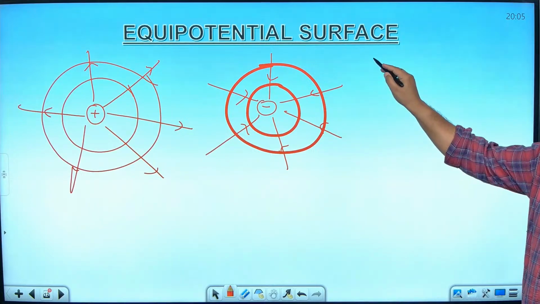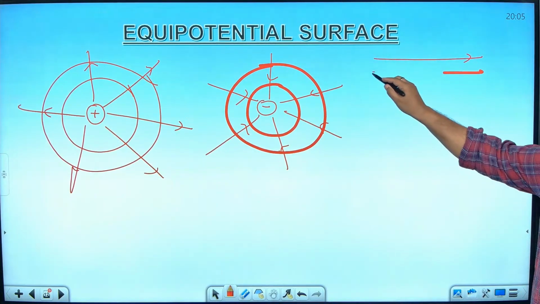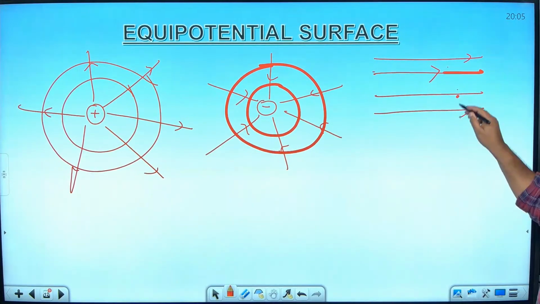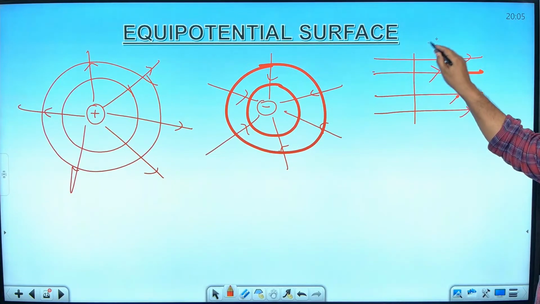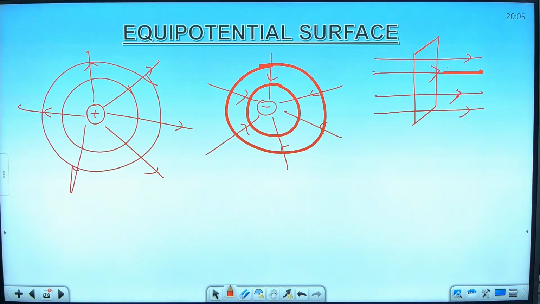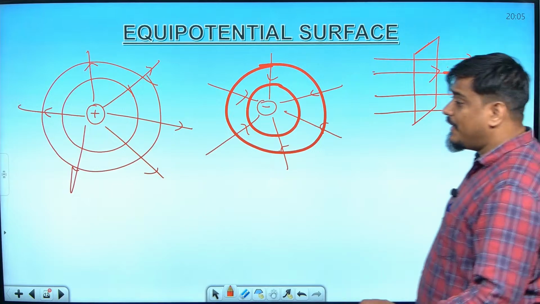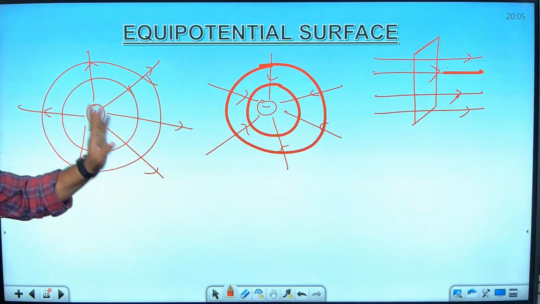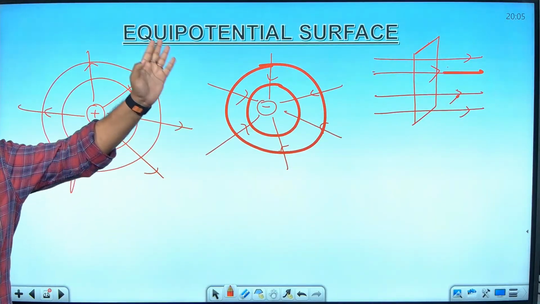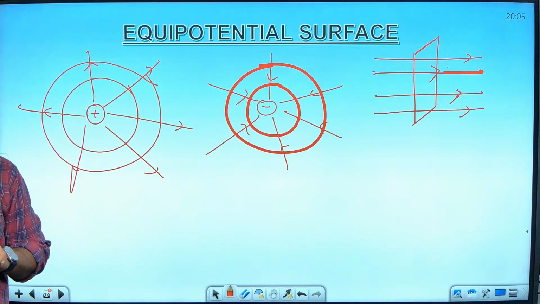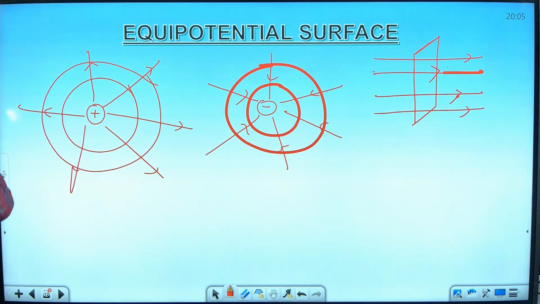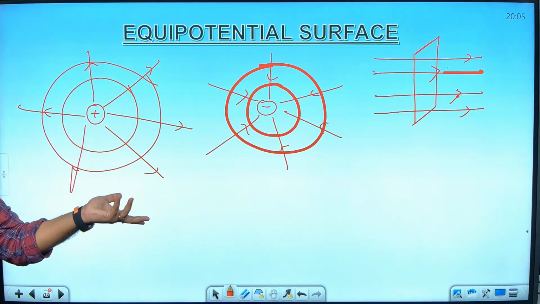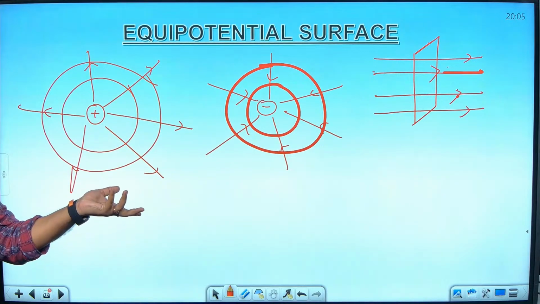What about, like this, if electric field lines are uniform electric field, what will be the equipotential surface? It will be what? Planes, because the property of equipotential surface says that electric field will always lie perpendicular to the equipotential surface, right. Second rule says that work done to move any charge along equipotential surface is always 0, because potential difference is 0. I hope you are understanding all these things.